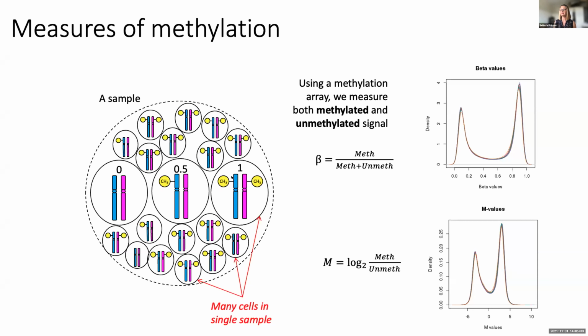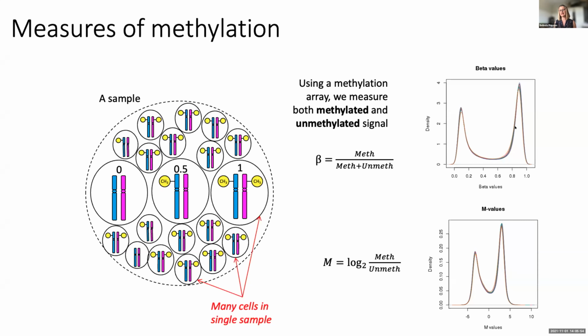And then if the CpG site is methylated on both chromosomes, the beta value is 1. Because our sample has thousands of cells, what we tend to see is beta values that are continuous and ranging from 0 to 1, with a peak near 0 for the unmethylated CpG sites and a peak near 1 for the methylated CpG sites.